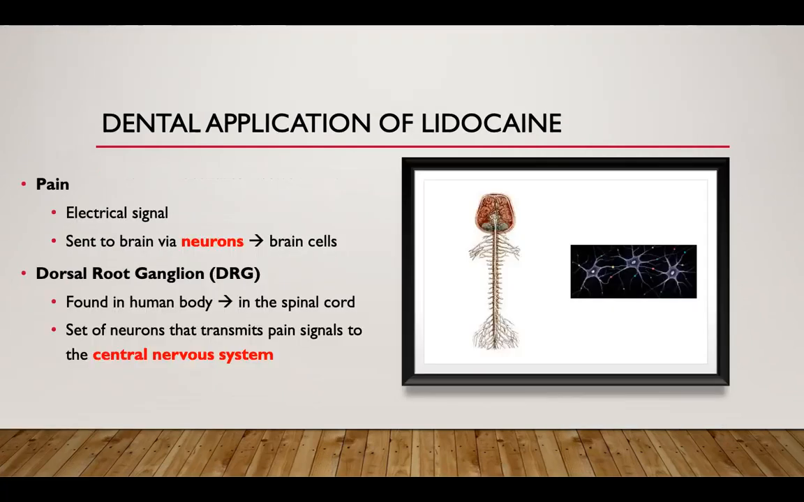Now, pain is really just an electrical signal that must be intercepted by the brain in order for the sensation to be felt. The pathway for these signals is via neurons, usually referred to as brain cells. In the human body, pain signals are transmitted by an extensive set of neurons called the dorsal root ganglion, found in the spinal cord.